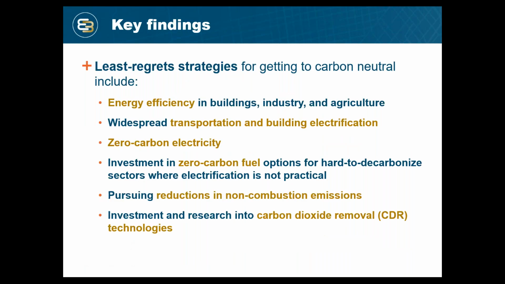So coming to some of the key findings, some of the least regret strategies for getting to carbon neutrality that we see across all 3 scenarios include energy efficiency in buildings, industry, and agriculture, widespread transportation and building electrification. We see that as being, again, among one of the lower cost, lower risk options for reducing greenhouse gas emissions. We see that in our 80 by 50 scenarios, and even more so when we start considering carbon neutrality scenarios.